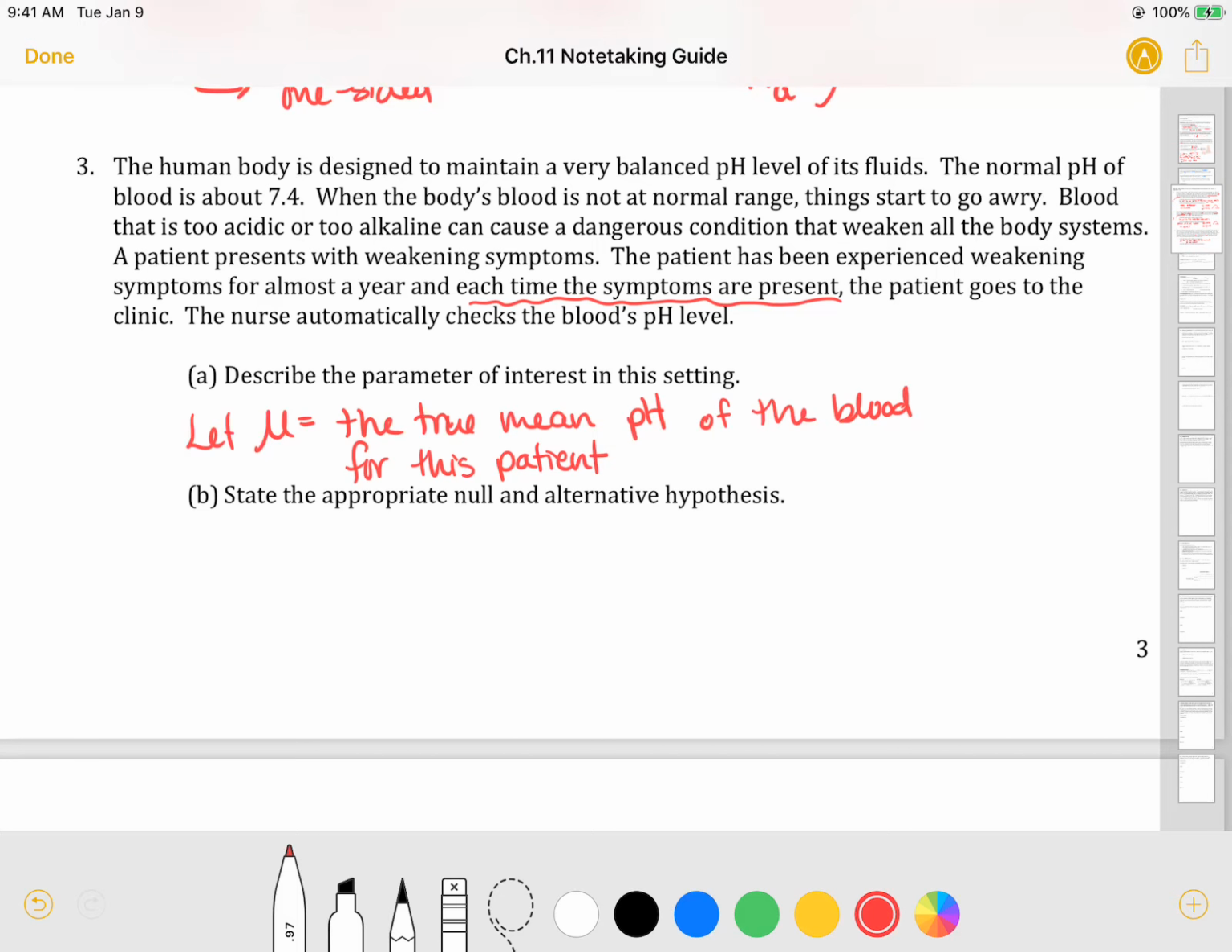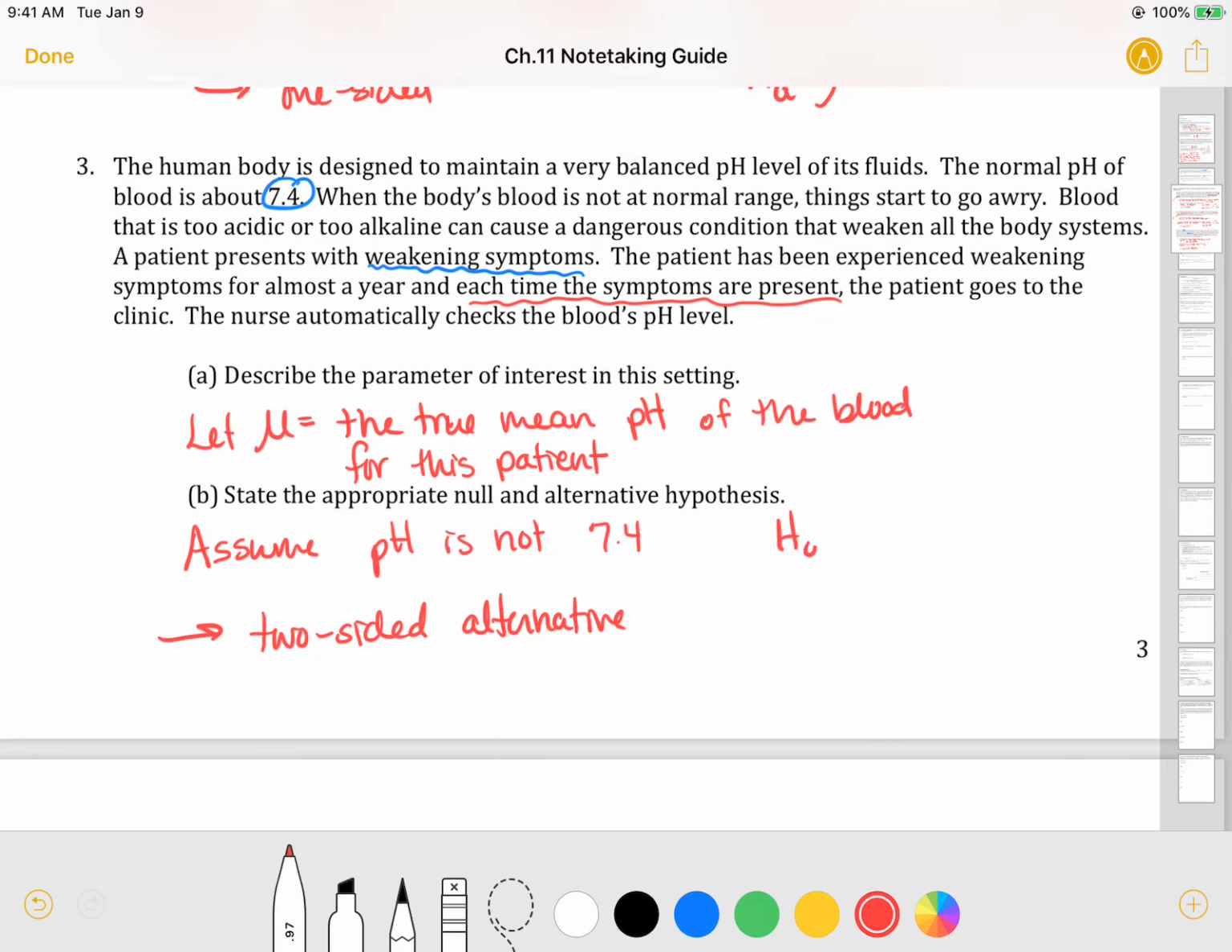Okay? So the deal here is that weakening symptoms present when the pH is off. And the pH is off when it's not 7.4. Okay? So our assumption here, we're going to assume pH is not 7.4 because this patient has these weakening symptoms. So the pH could be too low, it could be too high, and all of those would cause weakening symptoms. So we're going to use a two-sided alternative.